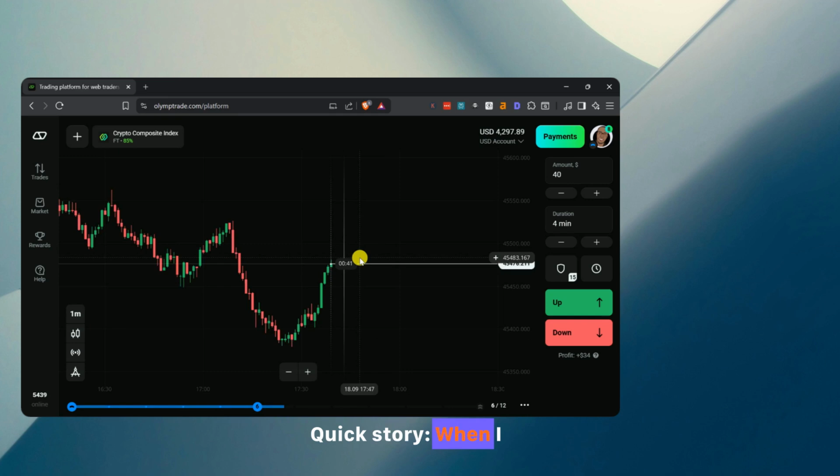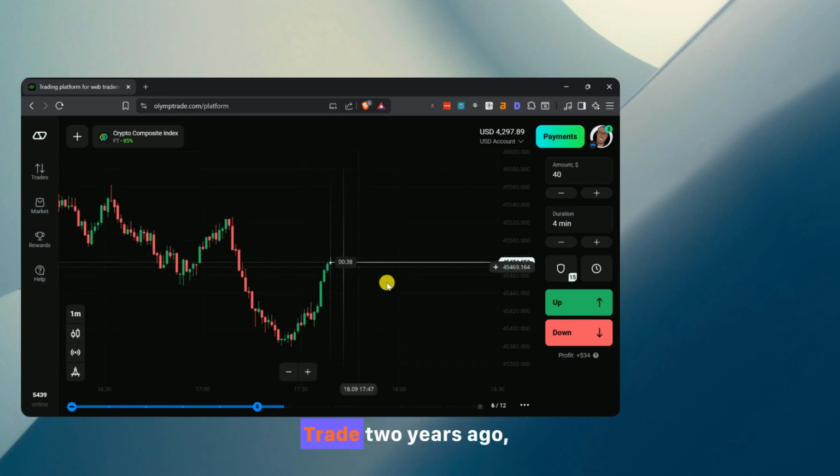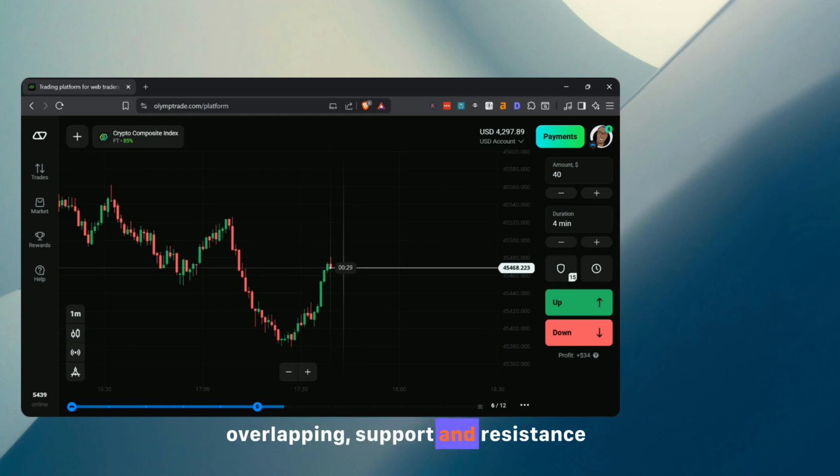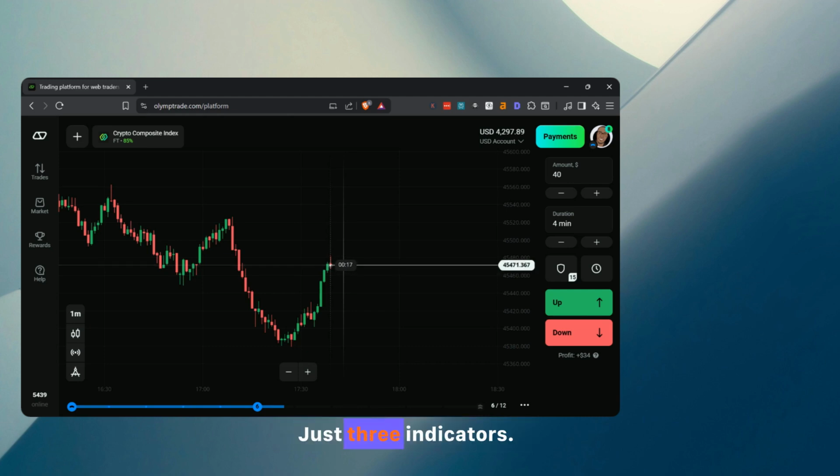Quick story, when I first started on Olymp Trade 2 years ago, my charts looked like a rainbow threw up on them. Moving averages everywhere, oscillators overlapping, support and resistance lines crossing like spaghetti. I was so confused by all the signals that I froze up and missed obvious winning trades. Then I met an experienced trader at a local meetup who showed me his setup, just 3 indicators. That's it. I thought he was crazy. How could something so simple work better than my complex system?